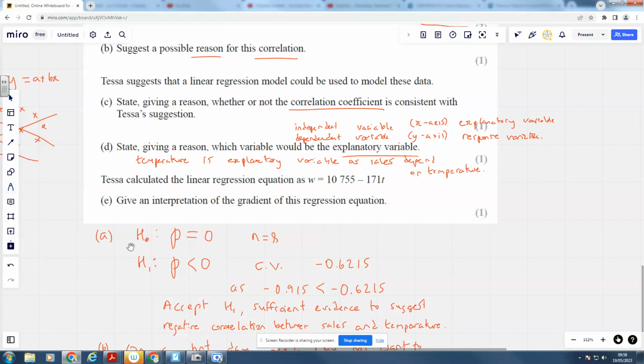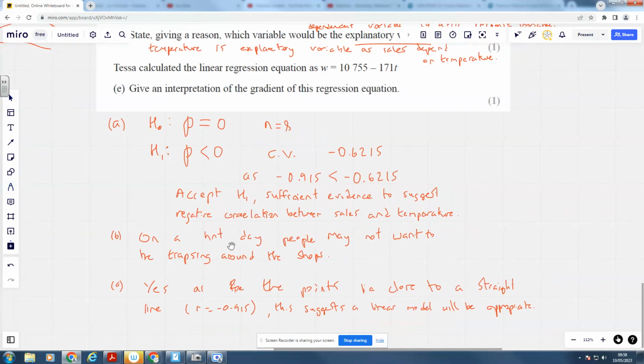Okay, Tessa calculated the linear regression equation as this. They never ask you to calculate that on your calculator for some reason, because it's easy to do, but you may be asked to find R on your calculator, so bear that in mind. Interpretation always means comment in context. So if our regression equation was this, what is the gradient representing?